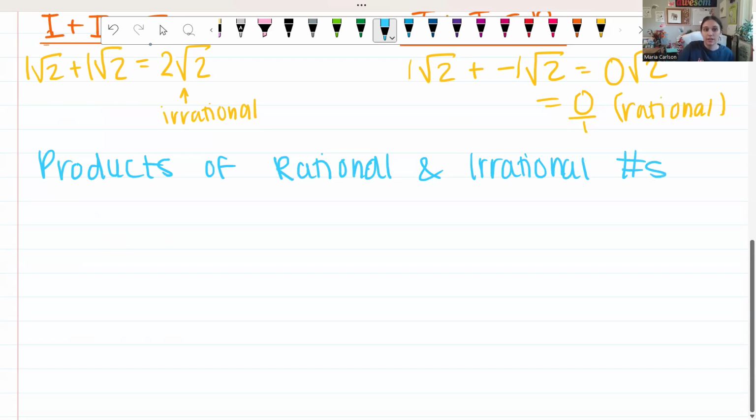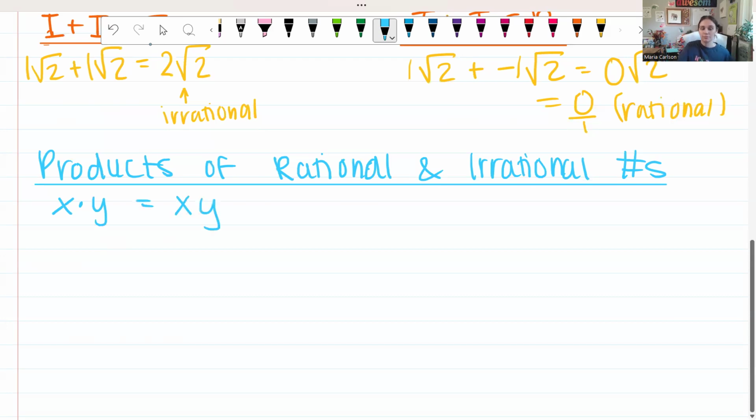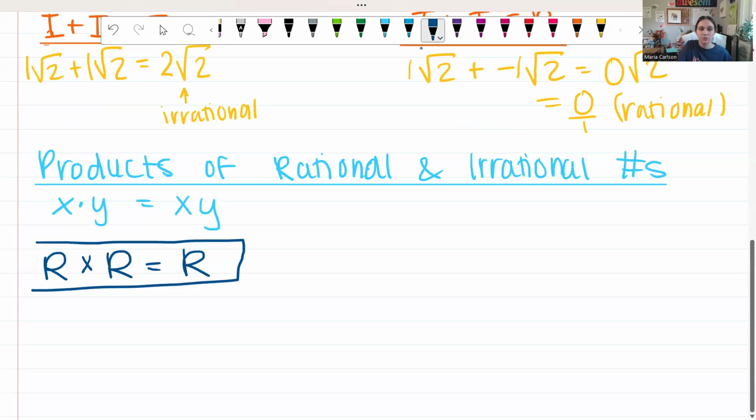So now we are talking about products. That is like instead of x plus y or x minus y, just x times y, which could often be seen as xy, just squished together. A rational number times a rational number, just like when we were adding, is still going to give me a rational product. So a rational times a rational is a rational.